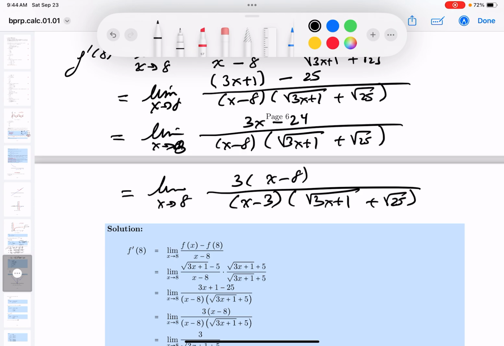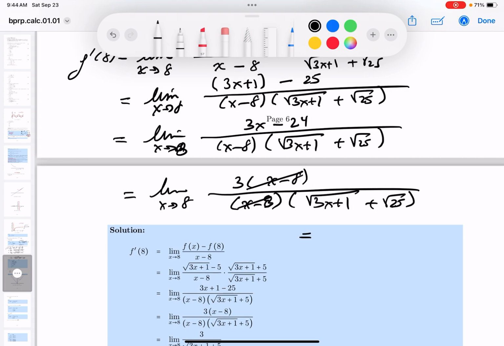All right, so what happens over here? This cancels off. That's an 8. That cancels off, and the reason it cancels off is because x is not 8. So what are you left with? Something pretty simple. You're left with 3 on top, and when you plug in the 8 in the bottom, what do you get? Root 25 plus root 25. That's going to give you 3 over 5 plus 5. What's it going to give you? 3/10, as expected. We used the limit definition.